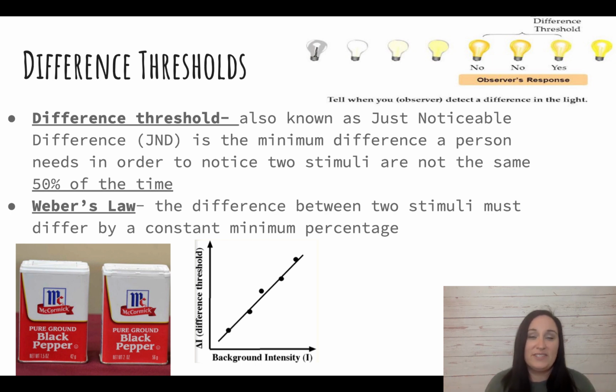But the more of a stimulus, the more difference is needed. So think of sound. The difference between 2 on your radio and 5, you can probably notice that. But the difference between 60 and 63, you probably can't notice. You need something like 60 and maybe 70 to notice a difference. So that is Weber's law.